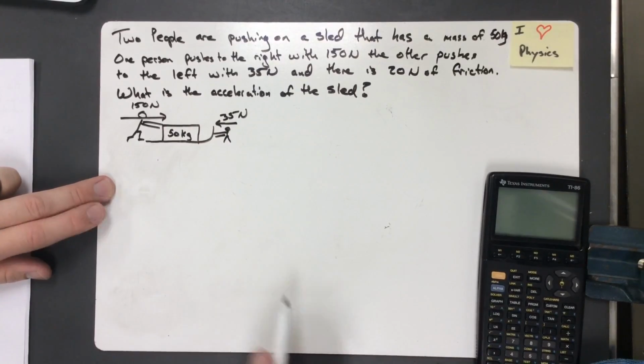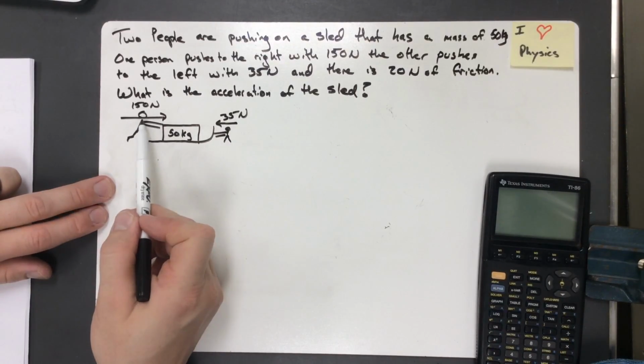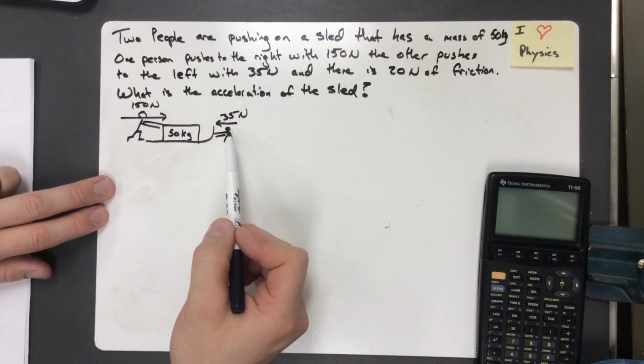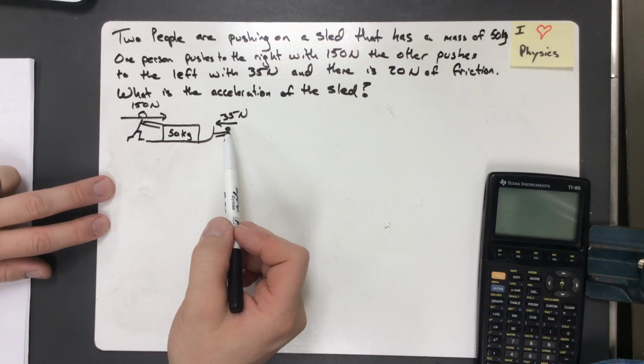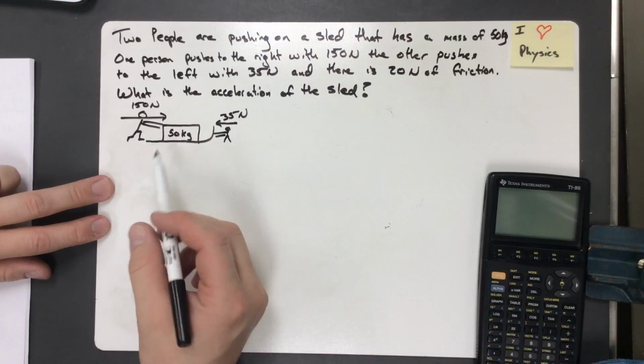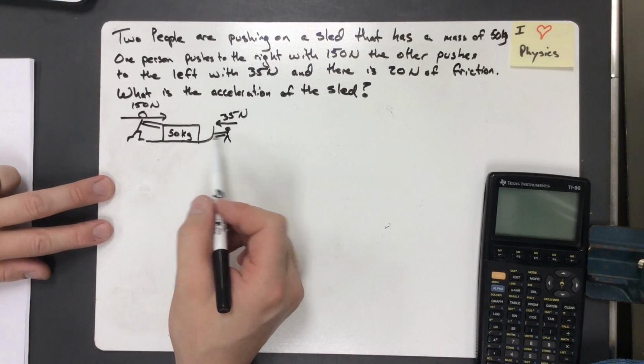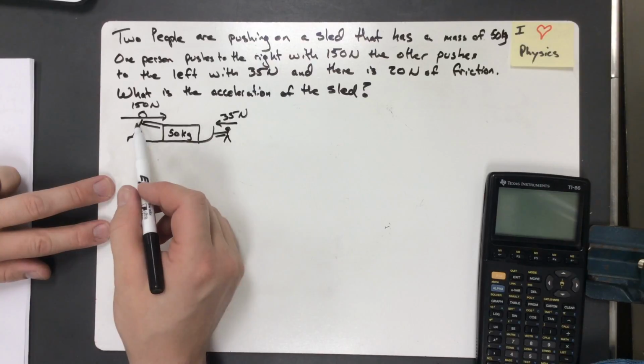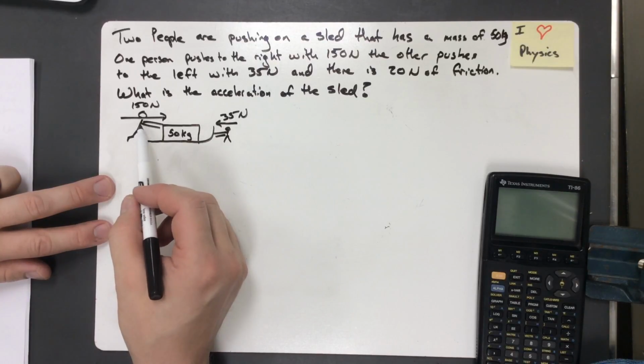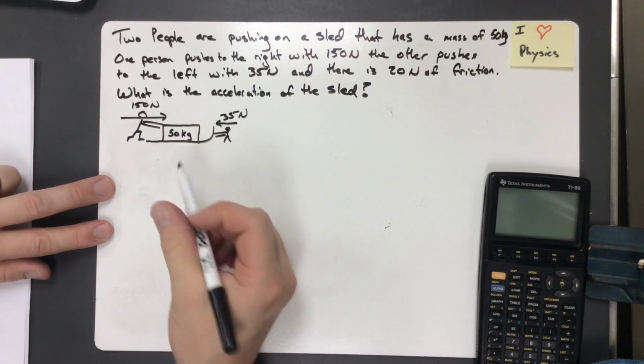Okay, so this is what we got so far. Person 1 is pushing to the right with 150 newtons, and person 2 is pushing to the left with 35 newtons. You can think of this as like you're out sledding with your little brother or sister. It's time for you to go home, and your little brother is like, no, I don't want to go home. So they're pushing back and trying to go. But you're the bigger, older sibling, so therefore you're going to win.